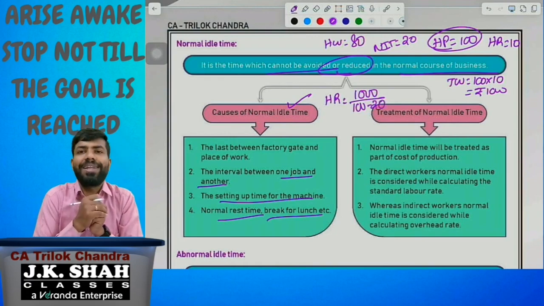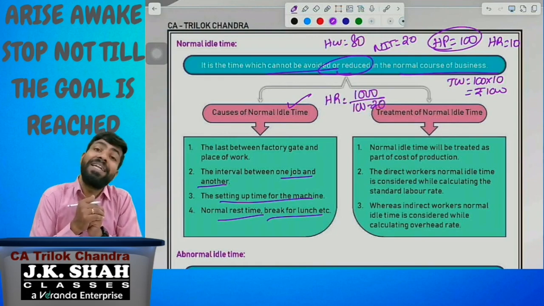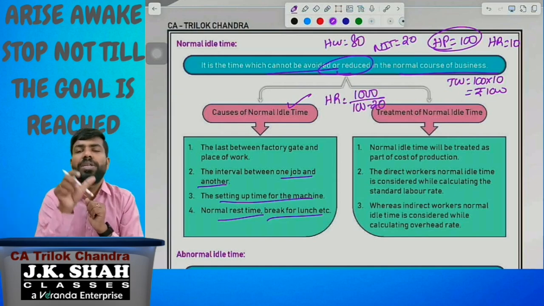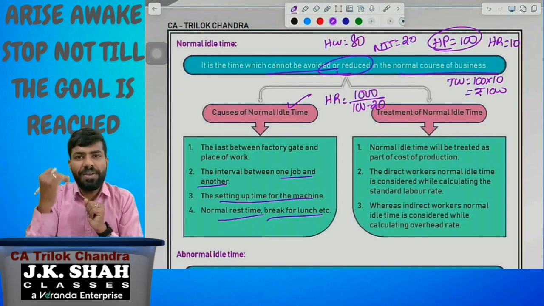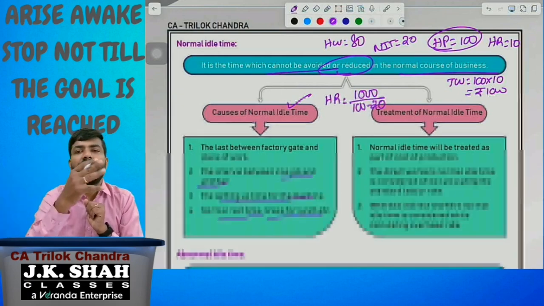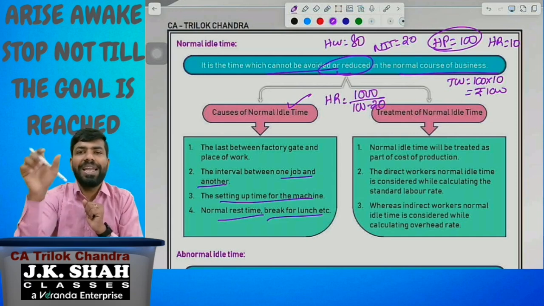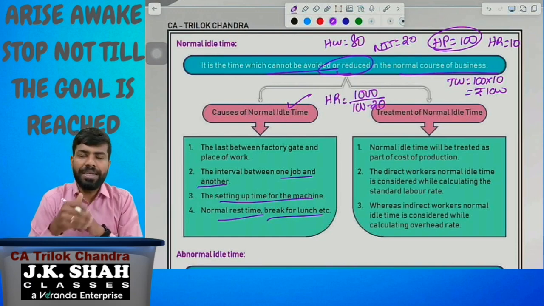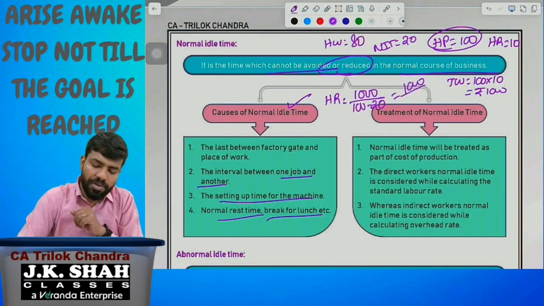As how we calculate cost per unit in case of material: total cost minus normal loss scrap income, divided by total units minus normal loss units. Same way here, total labor cost. There is no scrap income. So total labor cost divided by total hours minus normal idle time. That is 1000 divided by 100 minus 20, which equals 1000 divided by 80.